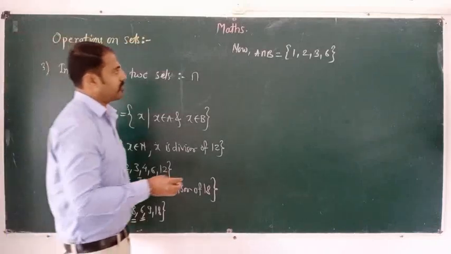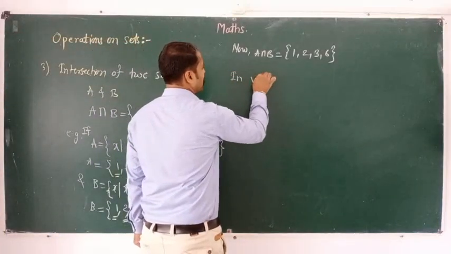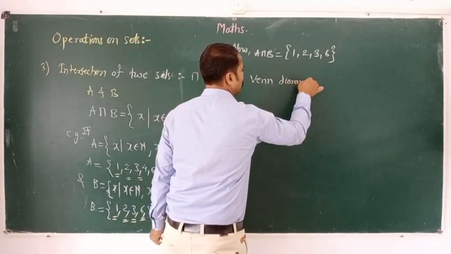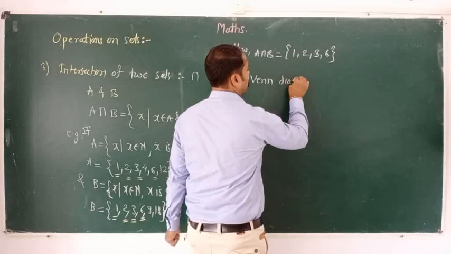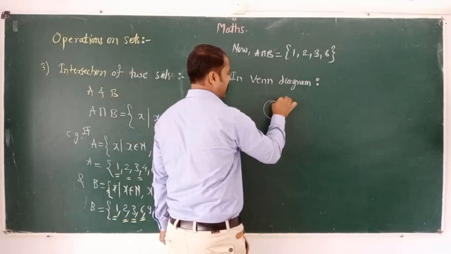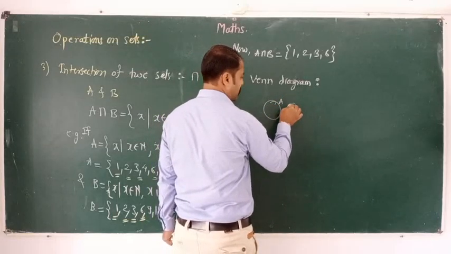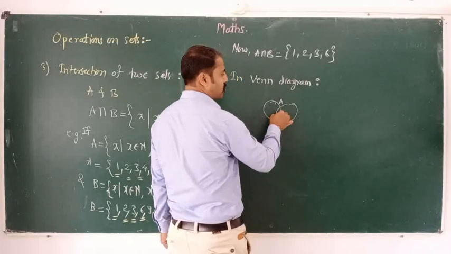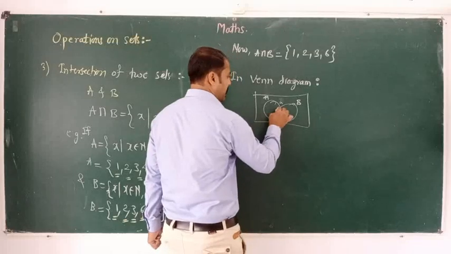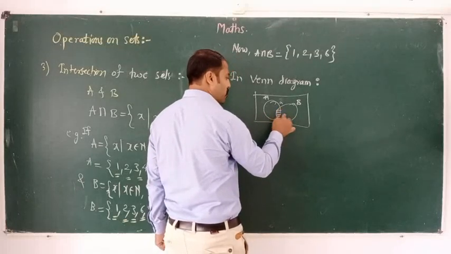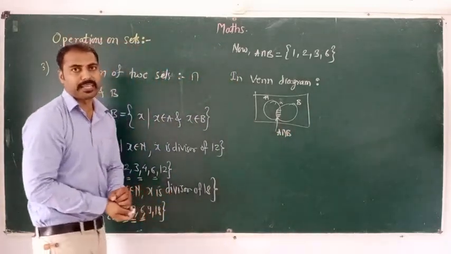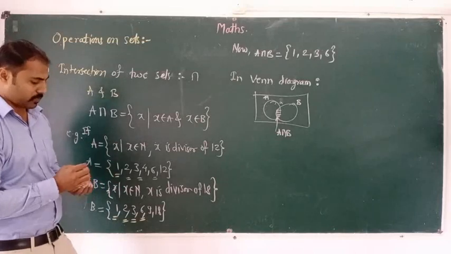Okay. In a Venn diagram, we represent this set A intersection B as follows. If it's our set A and it's our set B, and there are some elements common, then that portion common to both A and B is called A intersection B.